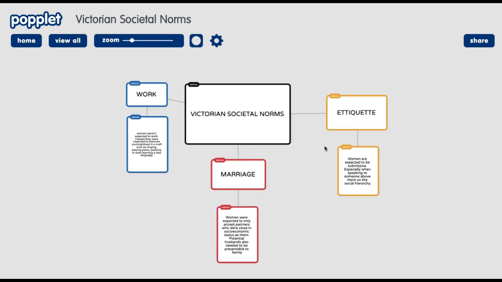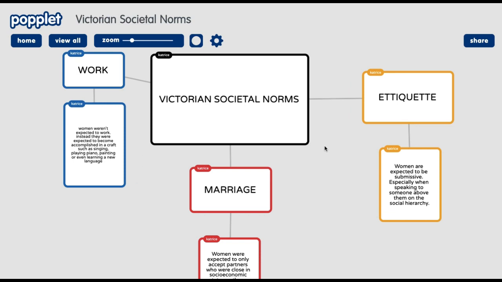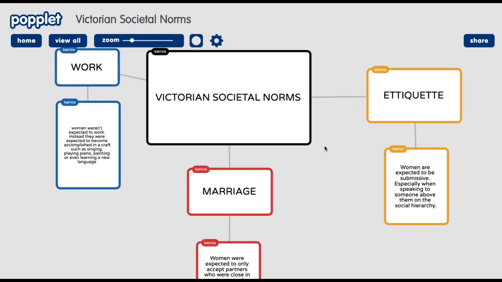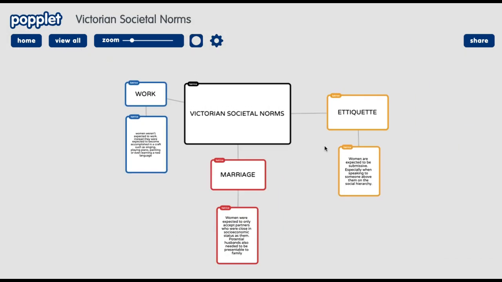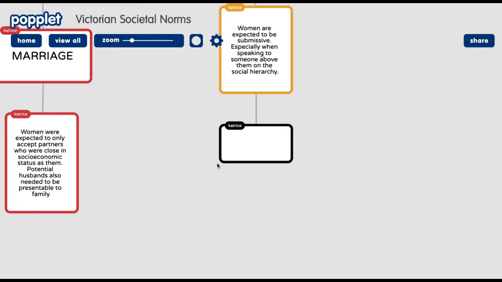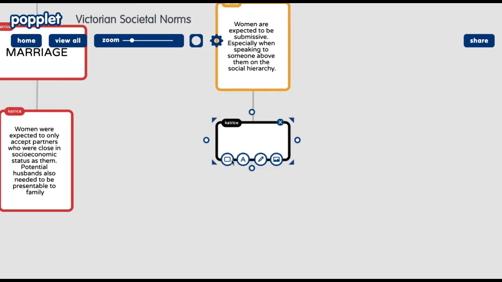Popplet is compatible as an app for iPad, iPhone, and most computers. Here is a sample of what a graphic organizer design would look like for Pride and Prejudice. I've already added some boxes with mostly text, but with Popplet you can also embed YouTube videos, images, and even draw circles around certain boxes in order to highlight importance.